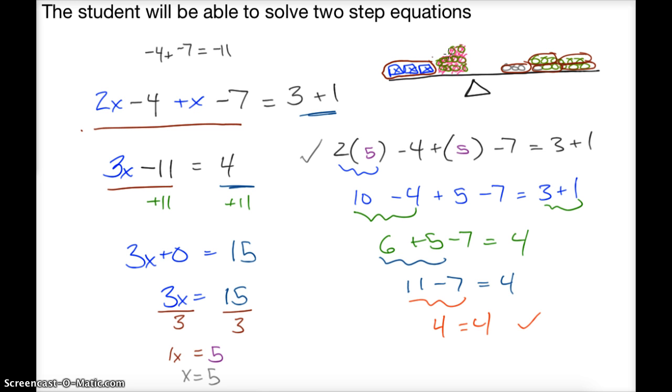One group of 3 over here gives me 5 groups here. 1, 2, 3, 4, 5. x was equal to 5. And so it matches, it works out, okay? So this model helps us keep in mind what we're doing and how we're keeping things balanced.